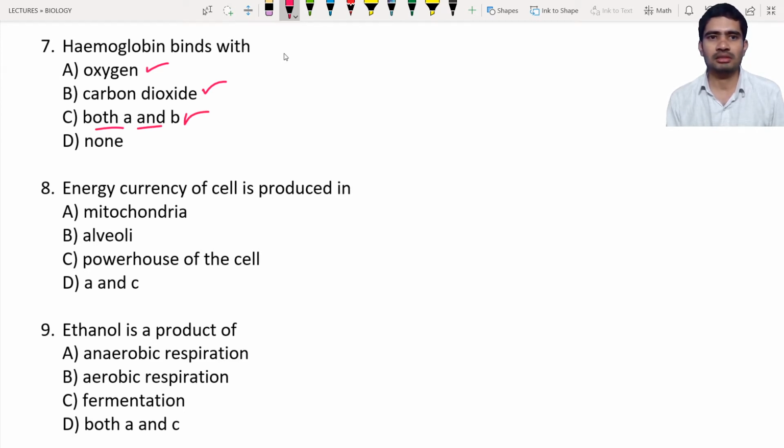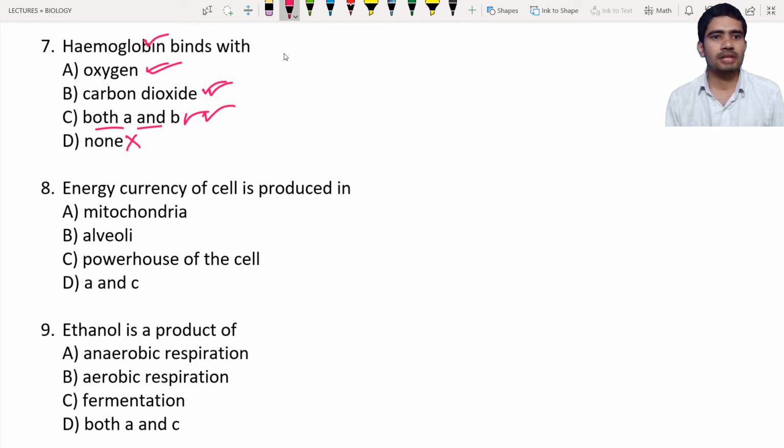Next is none. If three answers are close to the question, this could not be the correct answer. As a result, we can go for option C, that is both A and B. Remember, hemoglobin binds not only with oxygen but also with carbon dioxide. In the previous lessons, we said that carbon dioxide will be transferred from the body parts to the lungs through hemoglobin and also in the form of plasma. In the form of plasma also it is going to travel.